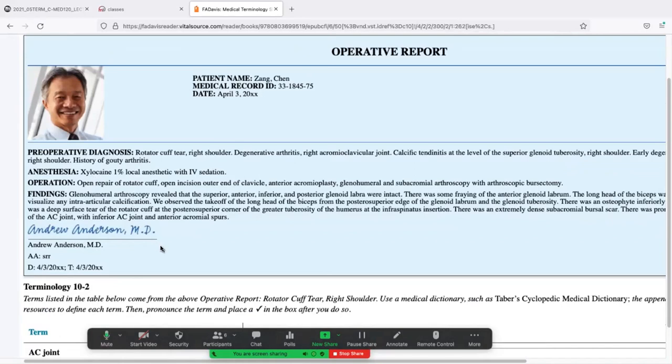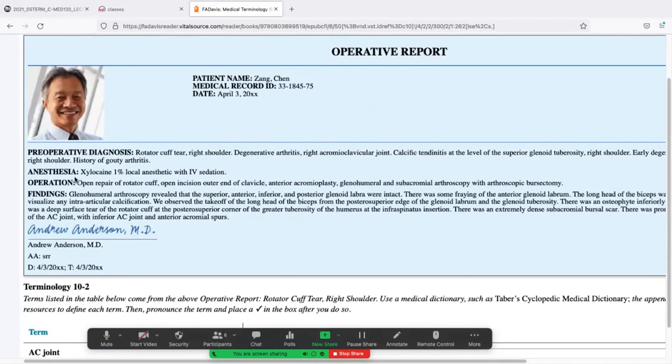Patient is Mr. Zhang. Dr. Anderson did an operative report. That means Dr. Anderson was the surgeon. What kind of surgeon? Well, he had a rotator cuff tear, right shoulder, degenerative arthritis, right acromioclavicular joint. That means the joint that connects his scapula and his collarbone is starting to wear away. Hence the term degenerative. Okay, and Dr. Anderson is the orthopedist that did the surgery.